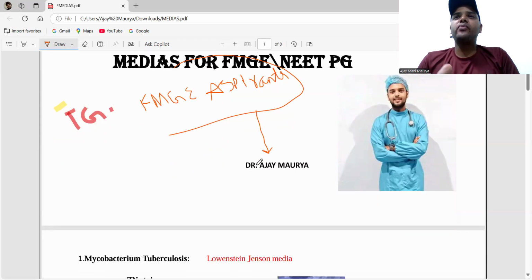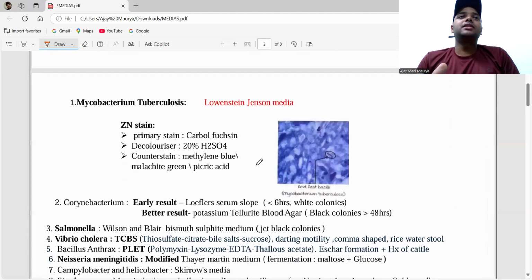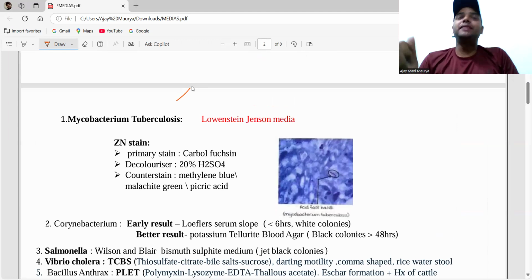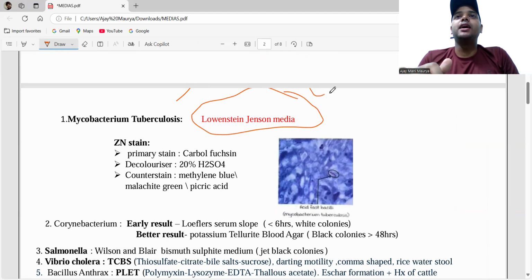So guys, let's remember this one. First one is the TB. For the TB, the culture media is the Lowenstein Jensen media. This is the LJ media. LJ media for the TB.